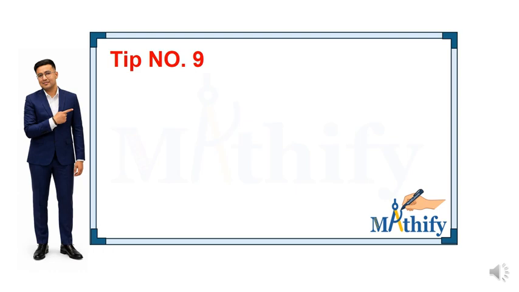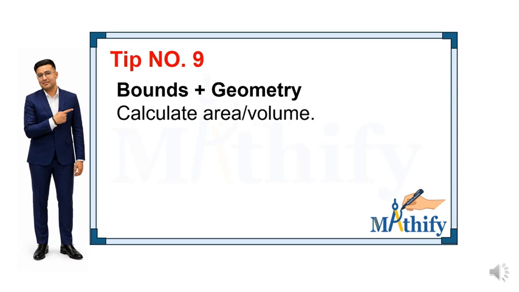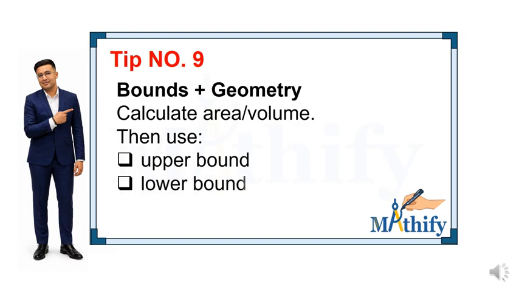Tip number 9. Bounds and geometry. Calculate the area or volume, then use the upper bound and lower bound for the final answer. For bounds, you need to know the place value of the degree of accuracy when working out upper bound and lower bound.